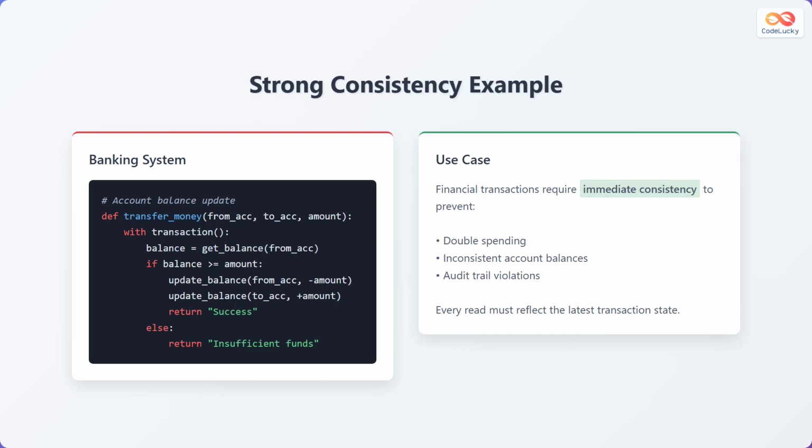Financial transactions require immediate consistency to prevent double spending, inconsistent account balances, and audit trail violations. Every read must reflect the latest transaction state.